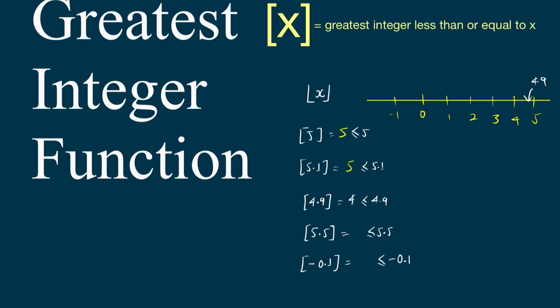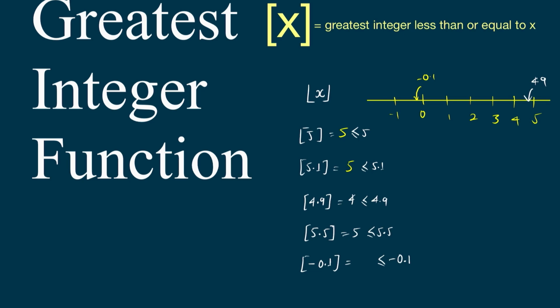And similarly for this 5.5, the answer will be 5. Now here in negative value you might get confused. First let me mark the point where will be the point minus 0.1. So minus 0.1 will be somewhere over here.